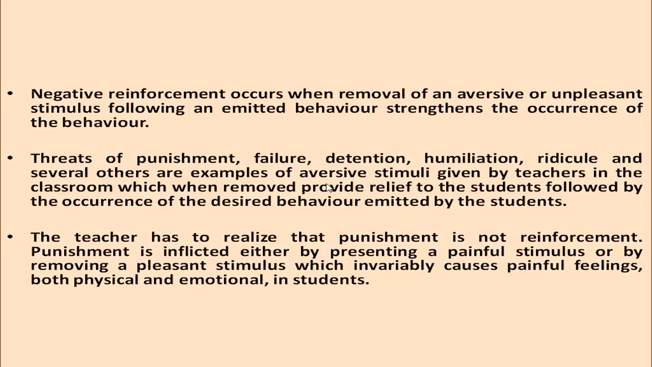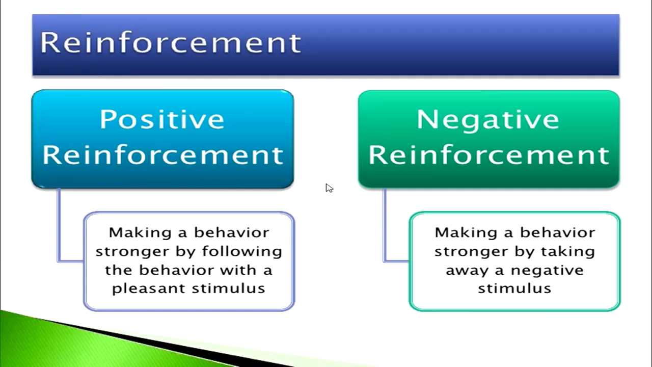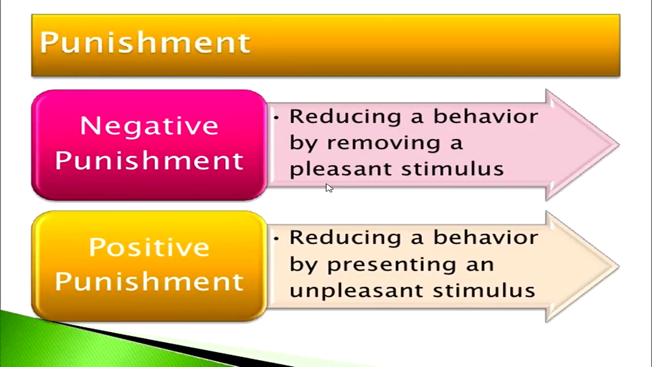Punishment is inflicted either by presenting a painful stimulus or by removing a pleasant stimulus, which invariably causes a lot of hurt and painful feelings, both physically and emotionally, to students. So, we talked about positive reinforcement, that is making a behavior stronger by following the behavior with a pleasant stimulus. Negative reinforcement, making a behavior stronger by taking away a negative stimulus. Negative punishment is reducing a behavior by removing a pleasant stimulus. Positive punishment, reducing a behavior by presenting an unpleasant stimulus.